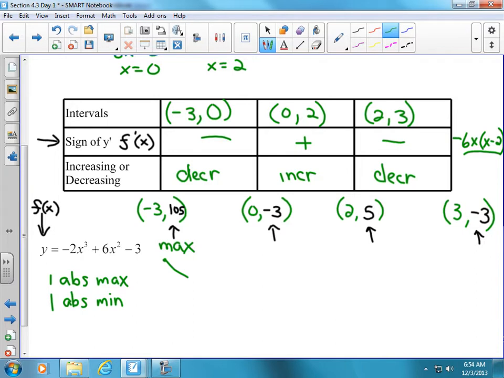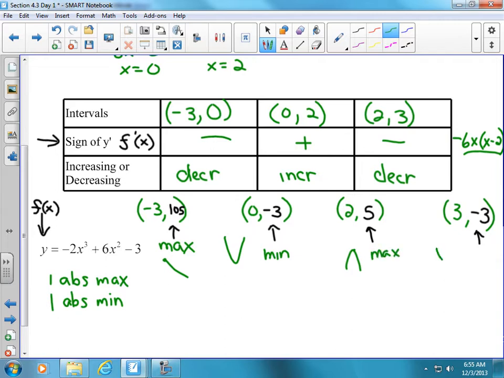All right, we're going from decreasing to increasing, so right here is a min. We're going from increasing to decreasing. I always draw these little diagrams. You don't have to if you can remember this, but it just helps me.